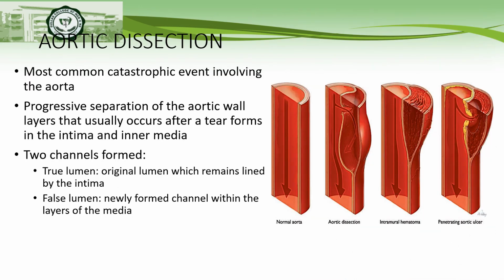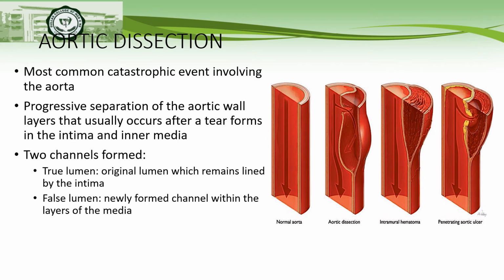Okay, so now let's proceed to aortic dissection. The aortic dissection is the most common catastrophic event involving the aorta. This is a progressive separation of the aortic wall layers that usually occurs after a tear forms in the intima and inner media. As the separation of the layers of the media propagates, two channels are typically formed. We have the true lumen and the false lumen.